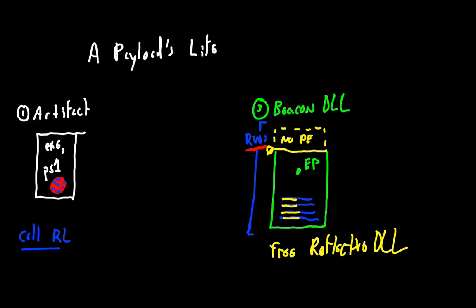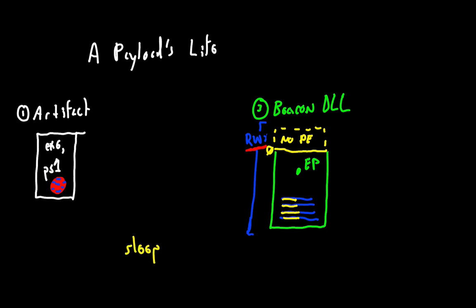The last one I'll speak to is sleep mask. What sleep mask does is when your beacon is about to go to sleep, sleep mask walks over all of the content of the beacon and applies XOR masking to it. So it'll do that to this whole space.